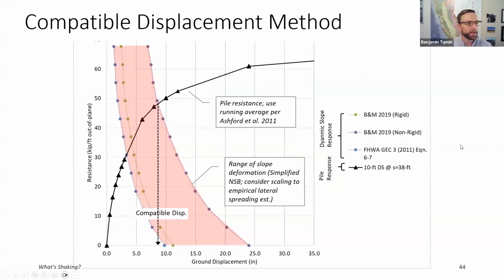So what that looks like in this final configuration is a plot like this. There's a lot going on in this plot. The compatible displacement is where these two curves that have opposite directions cross over each other. So in this case, it's defined where they cross. This vertical dashed line takes us down to the displacement axis, and it's on the order of about 8 inches. Okay, so we're looking at two curves representing those two mechanisms that I just spoke of.